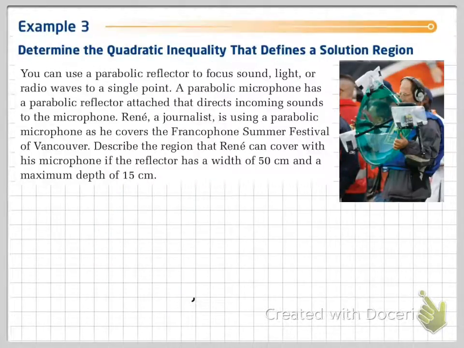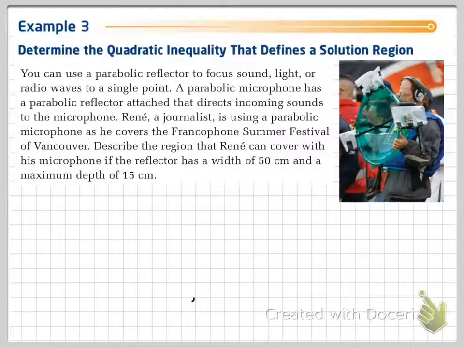In example 3, it asks us to determine the quadratic inequality that defines a solution region. So we're going to have to find our inequality this time. You can use a parabolic reflector to focus sound, light, or radio waves to a single point. That's what the guy's using in this picture. A parabolic microphone is a parabolic reflector attached that directs incoming sounds to the microphone. Rene, a journalist, is using a parabolic microphone as he covers the Francophone Summer Festival in Vancouver.